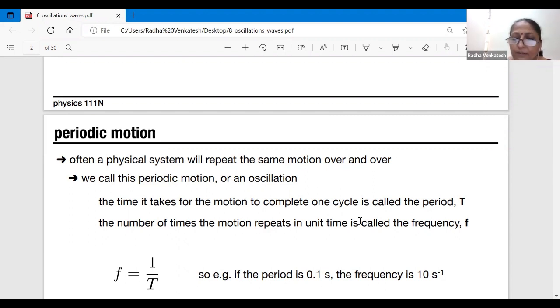So I give them these two examples and I ask them to give me the similarity between the two motions and the difference in the two motions. So what do you think is the same for both? And what is different for both? Repetition is the same. Repetition. Exactly. After a regular interval of time, right? After a regular interval of time or period of time, the motion gets repeated.